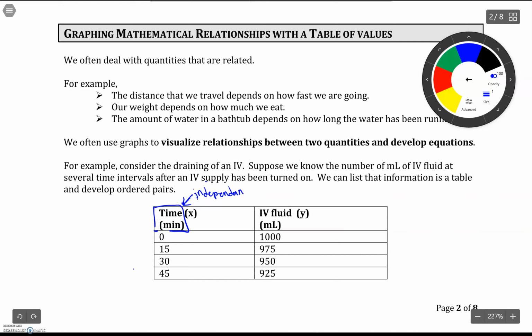Whenever time's involved, this is often the independent variable. And then our second variable that's going to be graphed on our vertical axis is the dependent variable. We're typically trying to figure out how that second variable changes with respect to the first. So here we're looking at how the volume of IV fluid changes over time.